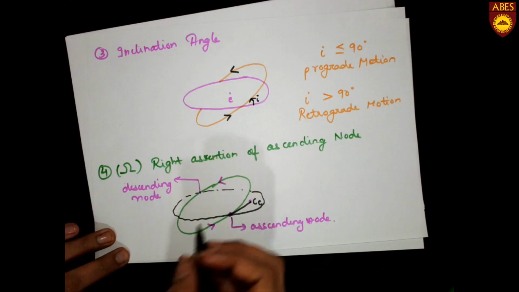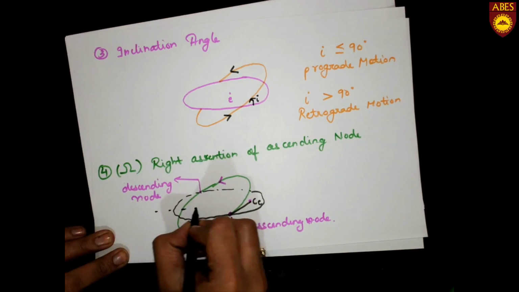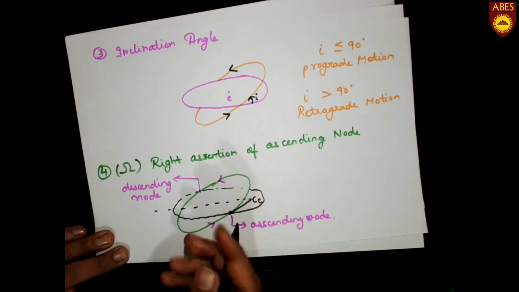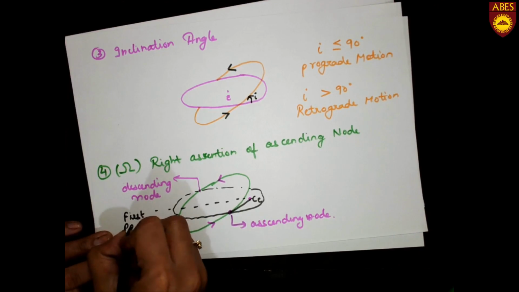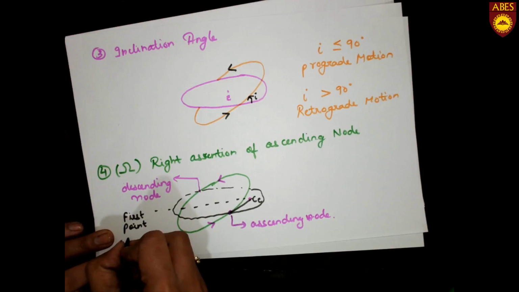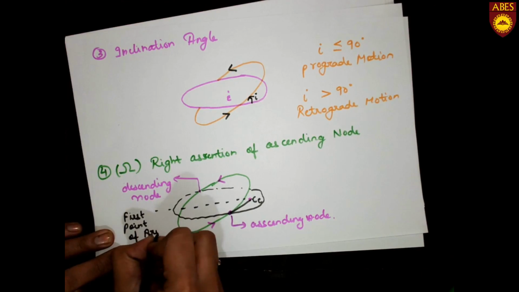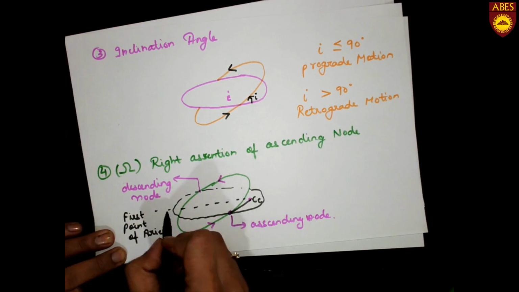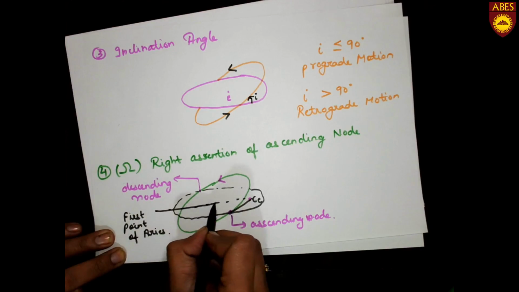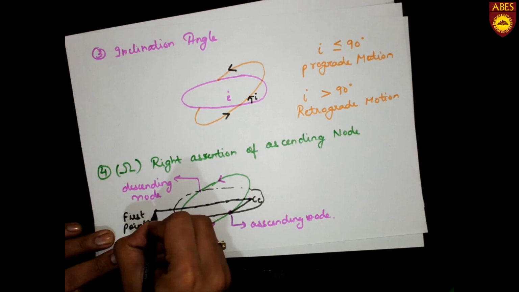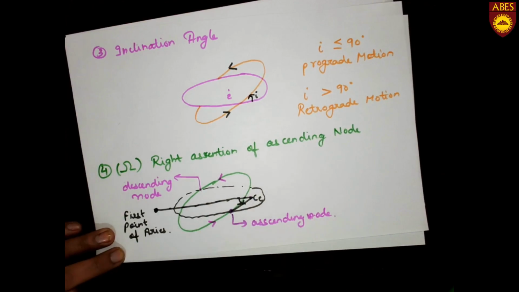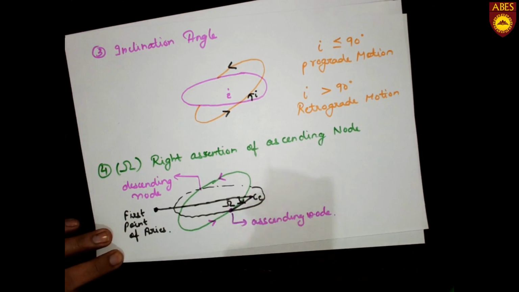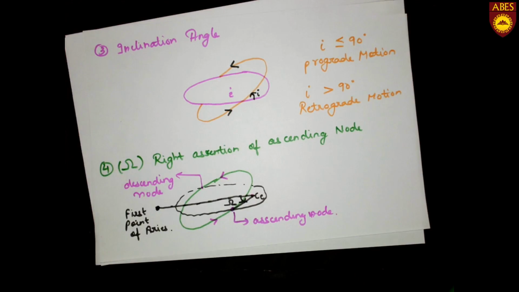there is a point in our space which is termed as first point of Aries. Aries is a constellation. So in that constellation there is a point named as first point of Aries. What we will do, we will form a straight line, a vector joining the first point of Aries and the center of the Earth. Now the angle between these two vectors is denoted as capital omega, which is the right ascension of ascending node.